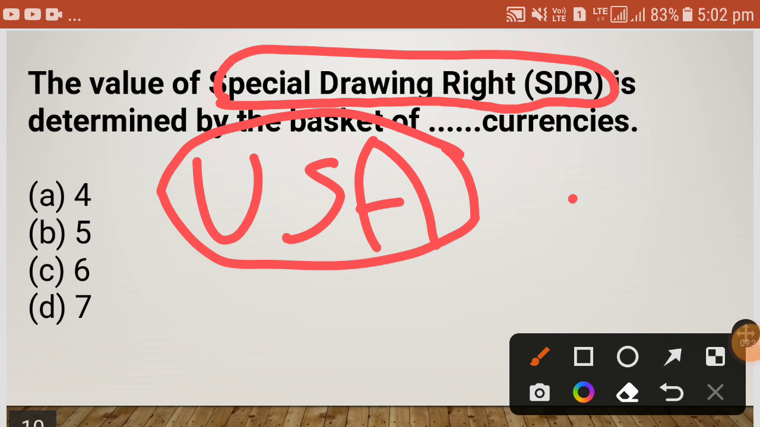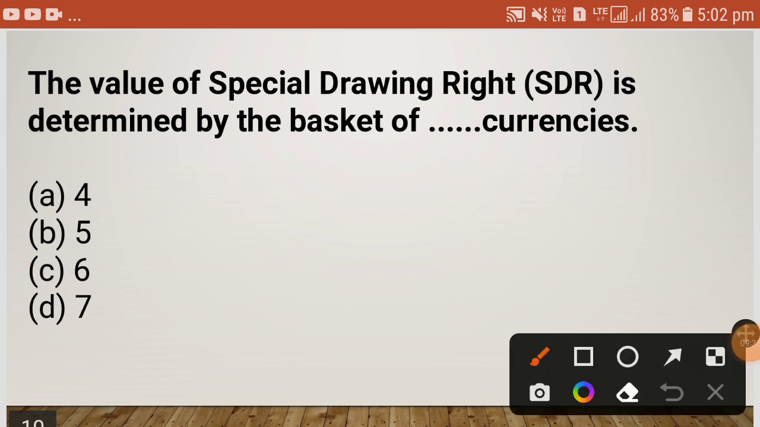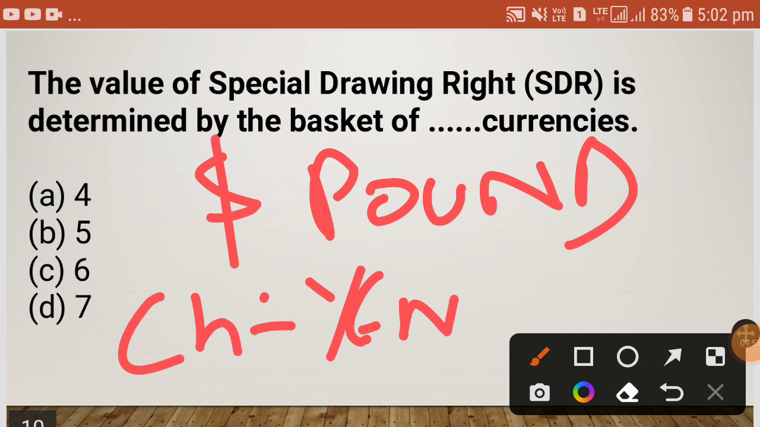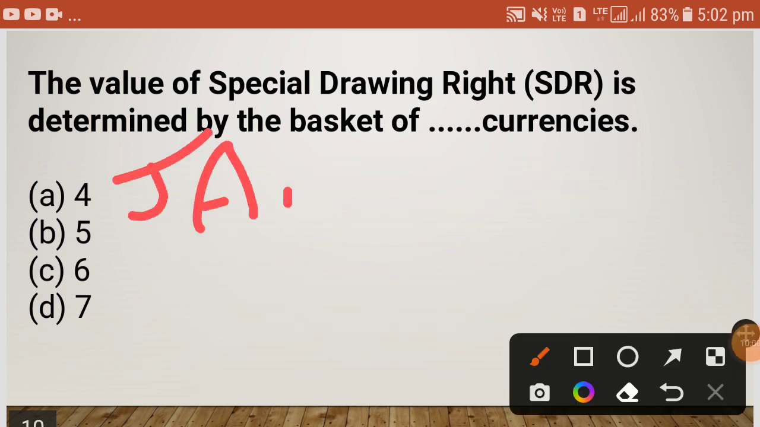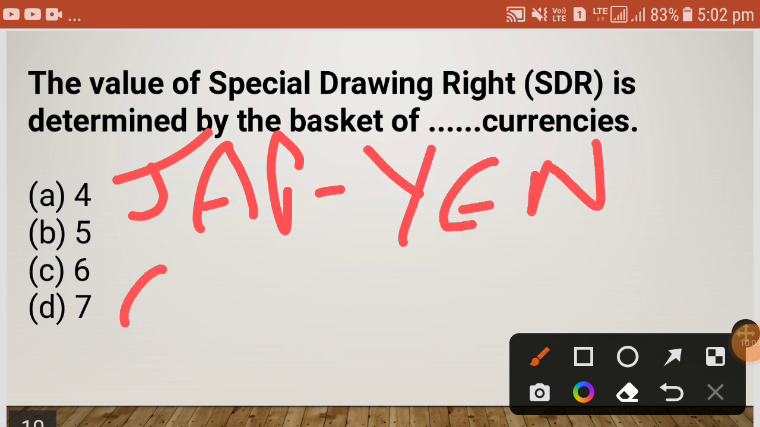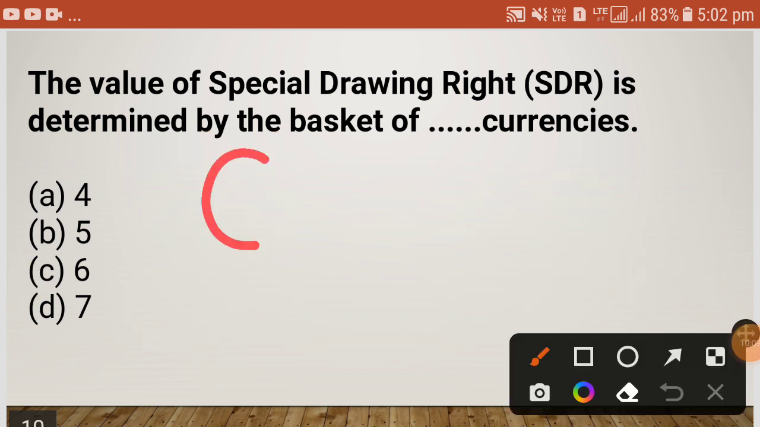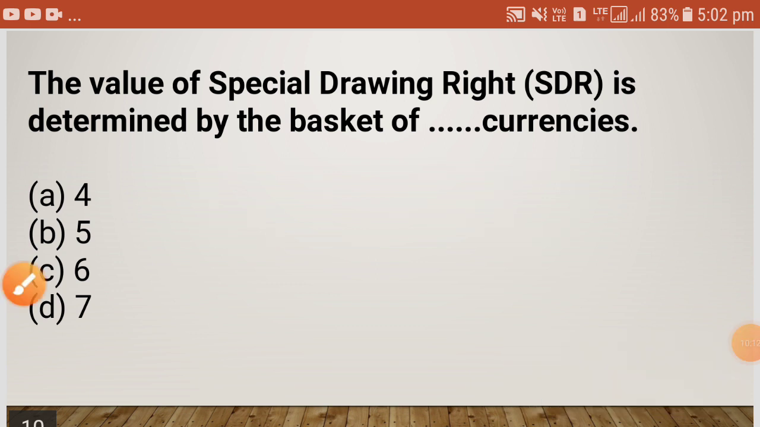Okay, so it consists of a certain number of currencies which makes up these SDRs. They are asking how many currencies are present. So the answer is 5. You may ask me which are the currencies. That is dollar, pound, and Japanese yen, sorry, this is Japanese yen, and Chinese yuan, and euro. Okay, these are the five currencies that are present in the special drawing rights basket.